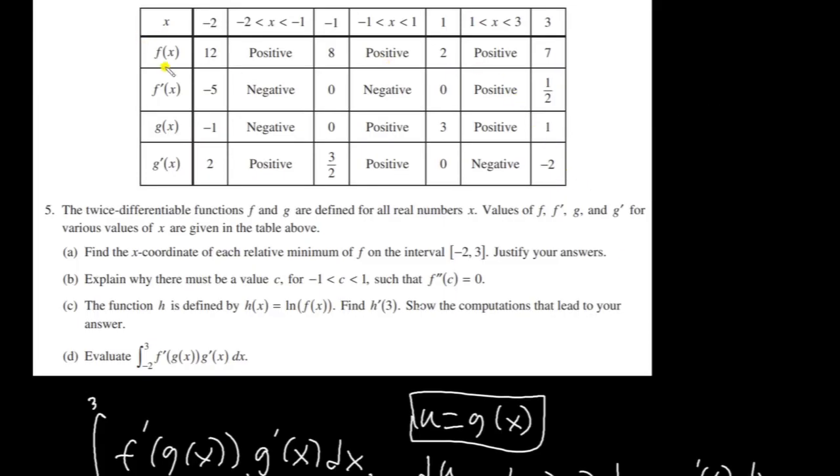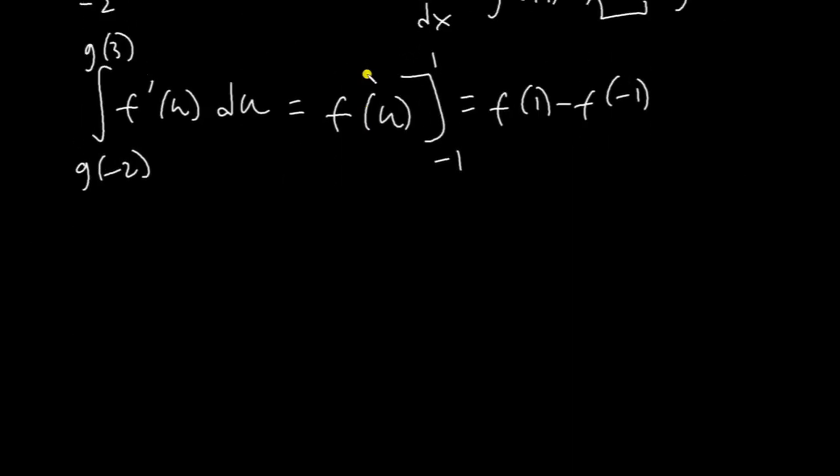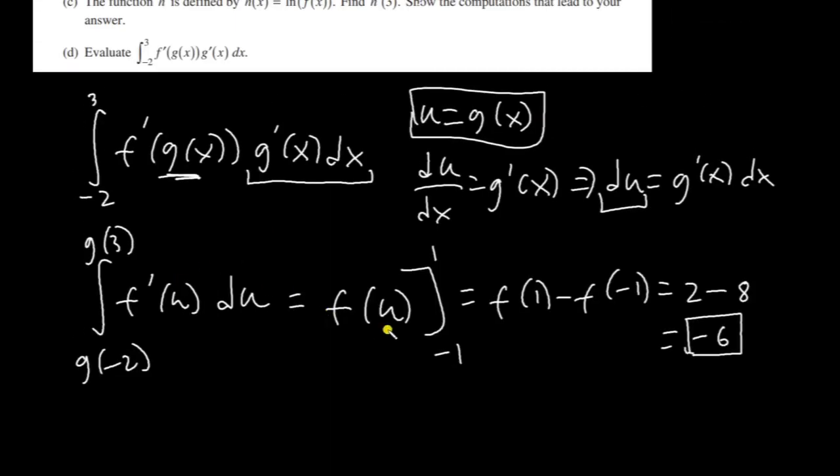Well, now we have f of x, and we have 1 and -1, right? So to find out f of 1 minus f of -1, we know f of 1 is 2, f of -1 is 8, so this is going to be equal to 2 minus 8, which is -6. And that's it. This was a 3-point question, 2 points for successfully taking the antiderivative using the fundamental theorem of calculus, and 1 point for the correct final answer.